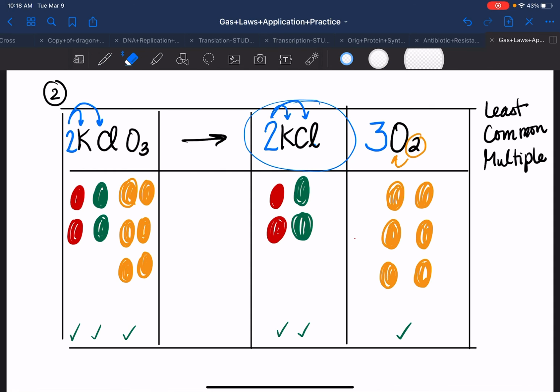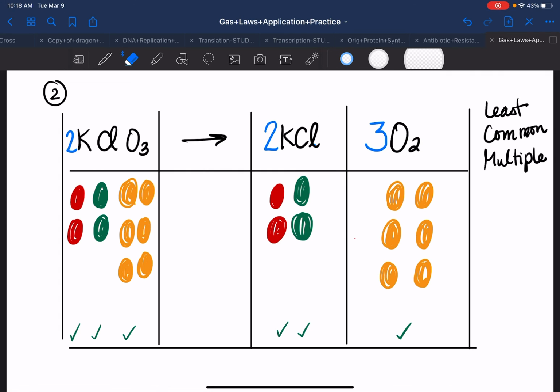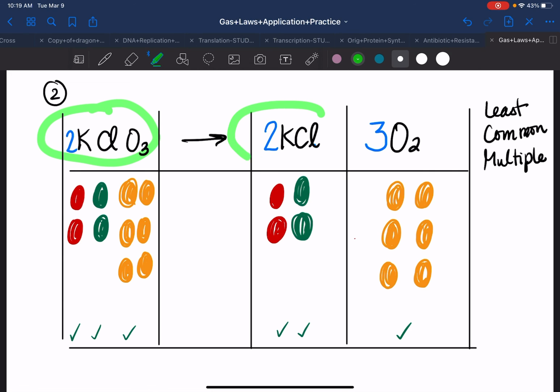So then our final answer, if I take away all of these arrows, whoops, I messed that one up, then our final answer is putting a 2 in front of this, a 2 in front of this, and a 3 in front of that. That would be our final answer.